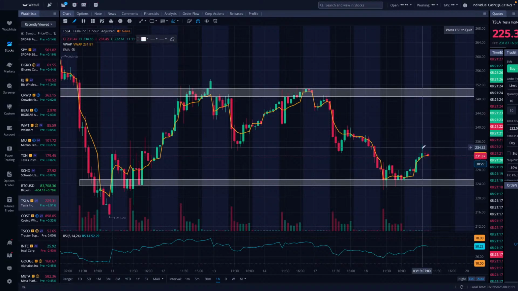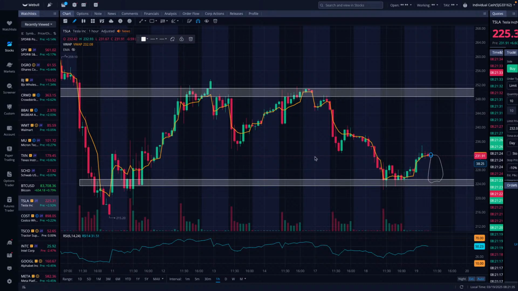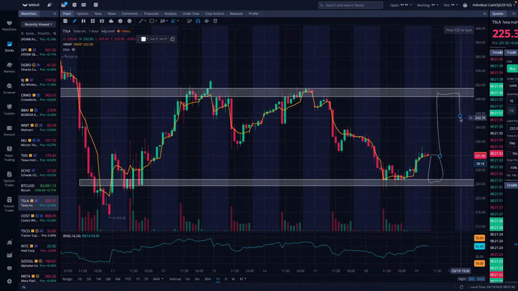But the way I look at it is your risk reward here. If you're buying around 225 to 230, you buy there for that risk reward of just getting back up to 250.